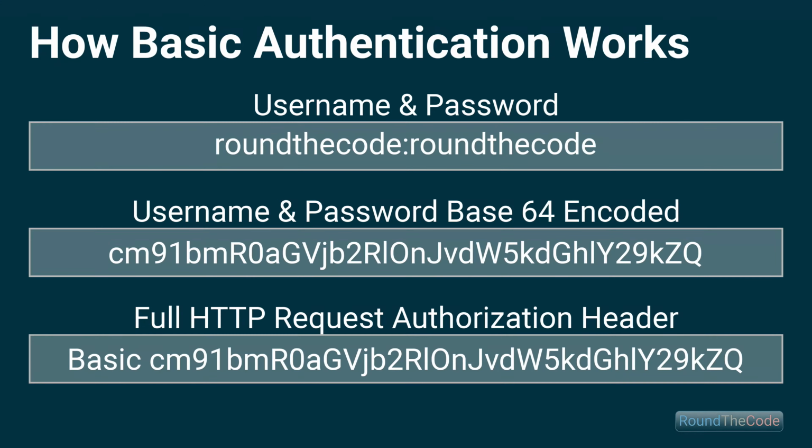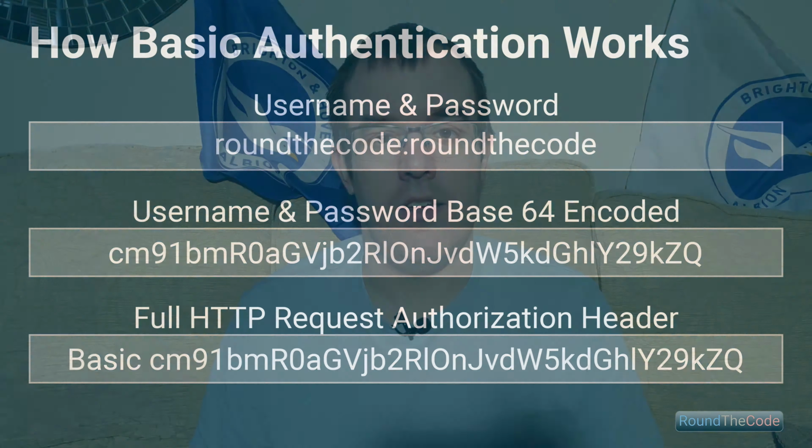Now basic authentication works like this. You've got your username and your password and it's separated by a colon. From there you use the base64 cryptography and basically encode it into a hash. From there you basically add the word basic followed by a space, then add the actual hash in. You then basically add that into a HTTP request authorization header.